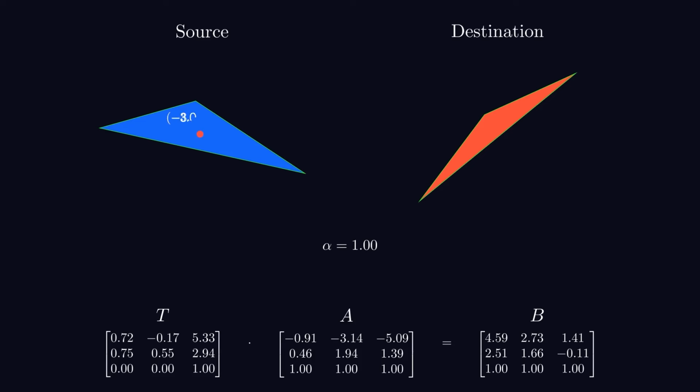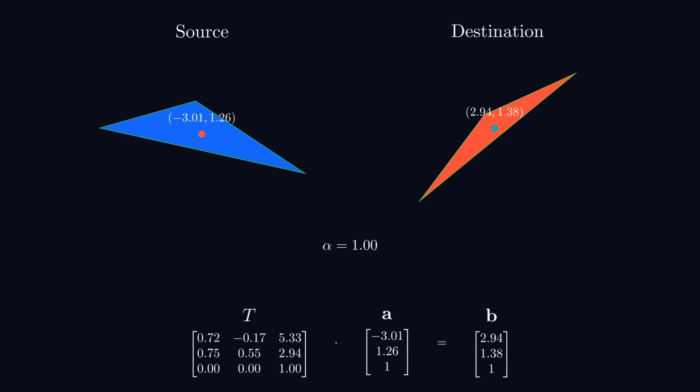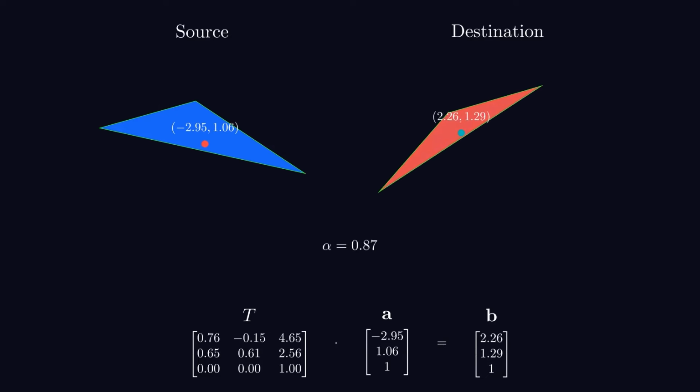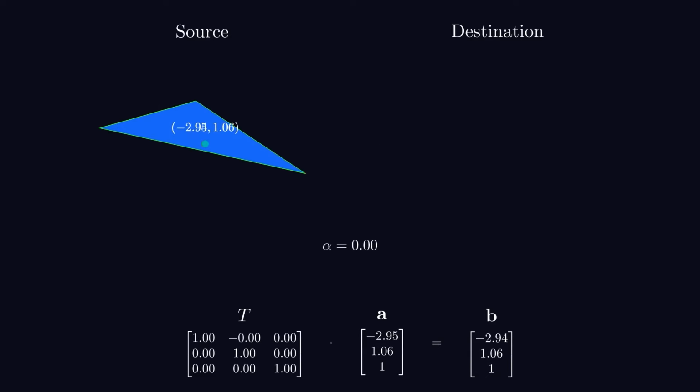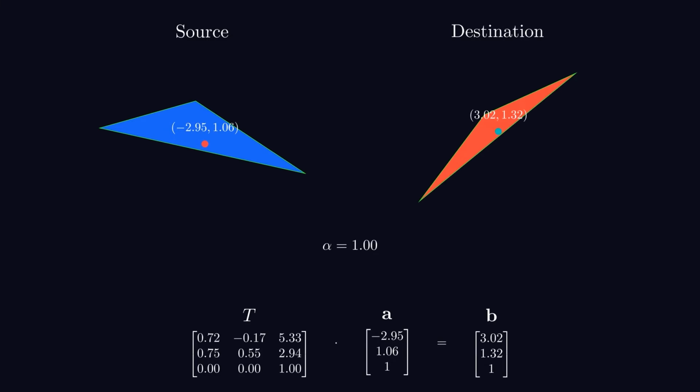Now let's see whether transformation T also applies to other points within the triangle. Instead of constructing an affine matrix, we now construct a vector. Vector consists of the coordinates of the point, and when we apply transformation T to this point, we see that we get another point within triangle B.